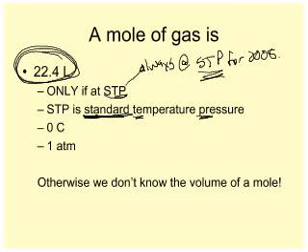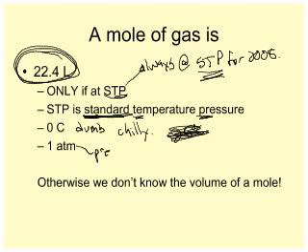Our standard temperature is 0 degrees Celsius, which is dumb, but that's what it is. 0 degrees Celsius is chilly. That's cold. Water's freezing. Why would you do that? Room temperature is 25 degrees Celsius. That's my preferred one, but no. We've got to make it cold. 1 atmosphere is a unit of pressure, and 1 atmosphere is air pressure at sea level.